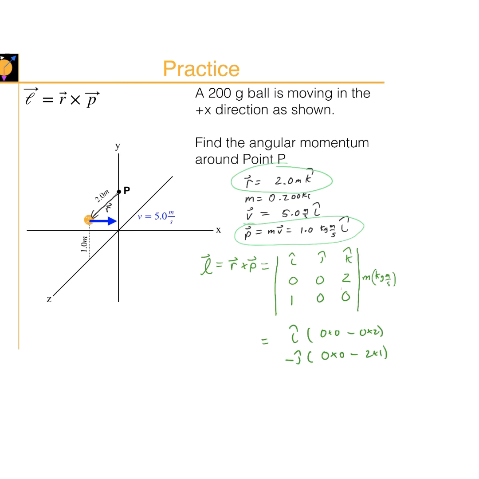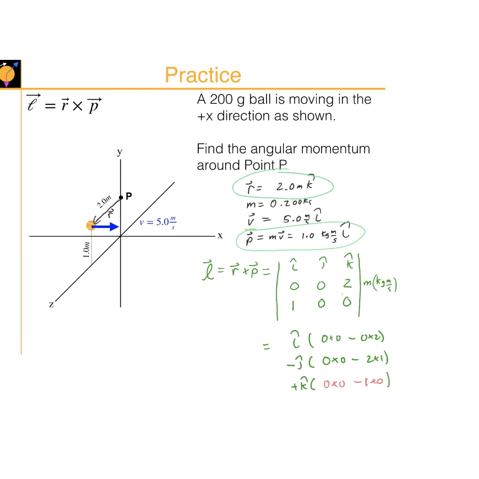So that's going to give me a minus 2, right? Plus the k component. And remember, the k component is going to be cross multiplying these two and these two, so I'm going to end up with 0 again. So it's going to be 0 times 0 minus 1 times 0. So that's going to give me a 0 again.